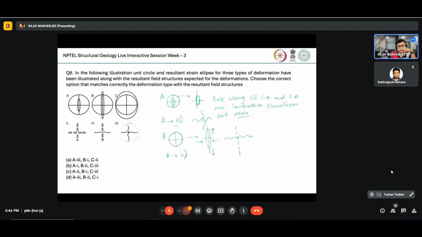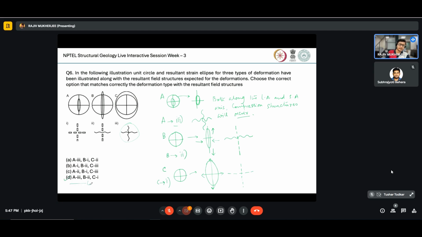So C, we have the circle which is expanded in both the directions in an elliptical shape. So that means extension in both the directions, it will obviously produce Boudinage along both the directions. So C will go with 1. So in that case, A3, B2 and C1, that is option D, is the correct answer.